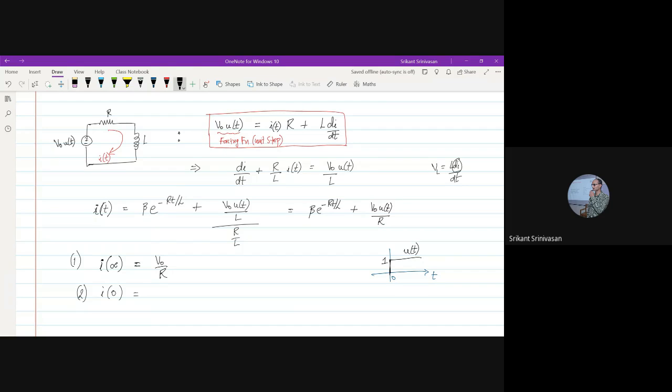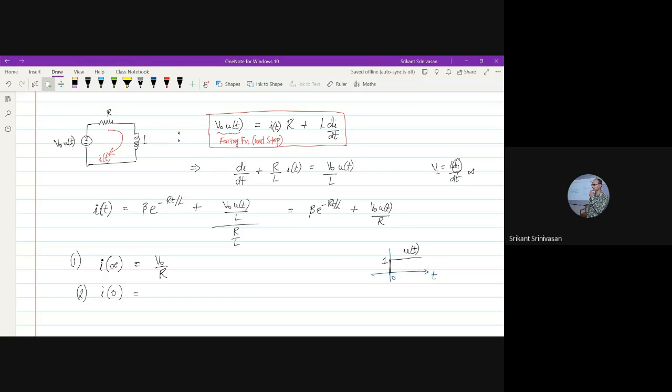But what it does not allow is instantaneous change of current, because when I say current change is instantaneous, di by dt becomes infinite, right? There is an abrupt transition. So that is what is here in the step function. So at time t equal to 0, I cannot allow an instantaneous change of current.